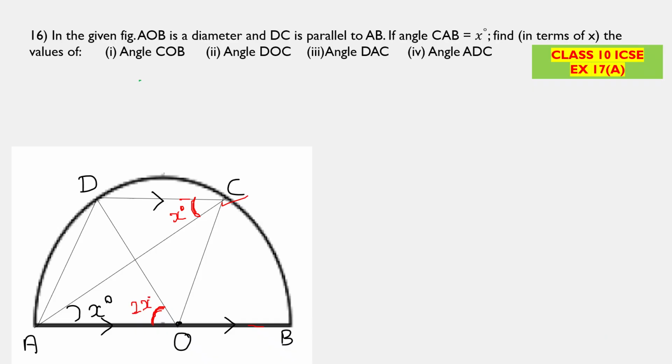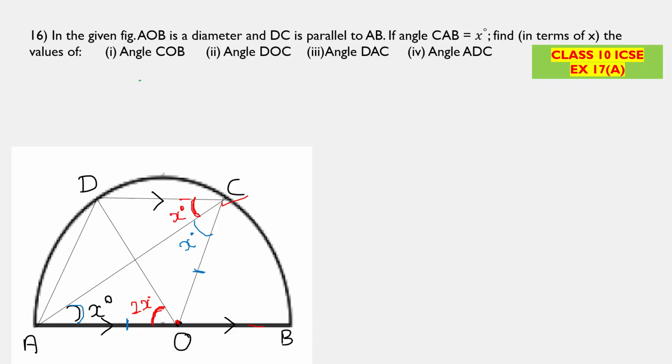And here if you look into it, O is the center, right? So I can make it like this. OA is a radius as well as OC is also a radius. So AOC is an isosceles triangle. So if it makes x degrees over here, even over here it is going to make x degrees, right?